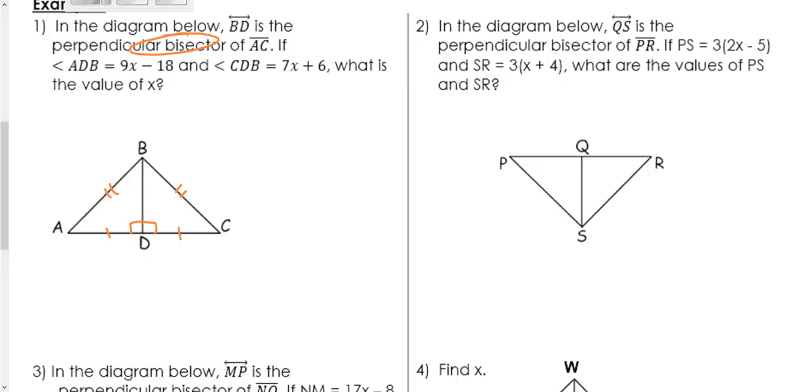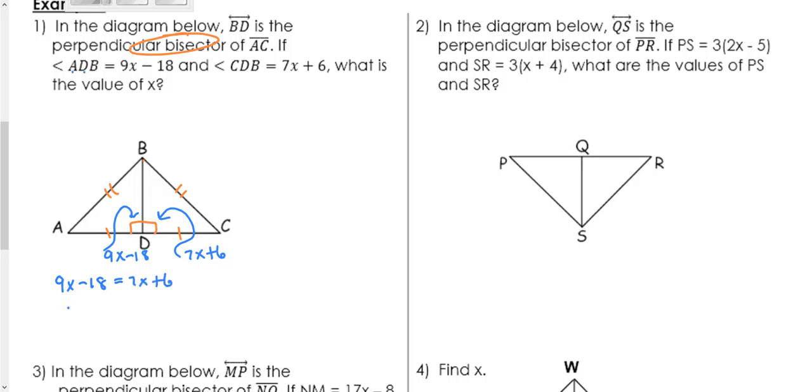Okay? So then, if I go through and label what they told me, angle ADB, so this angle right here, is 9x minus 18, and I know that 7x plus 6 is CDB, so this angle. I have two ways of setting this up. I could say this angle is 90, and this angle is 90, or I could say, well, if they're both 90, then they're equal to each other. That's what I'm going to do. So I set them equal to each other because they're both 90 and congruent.